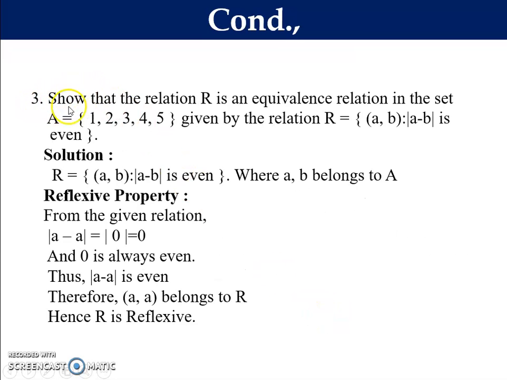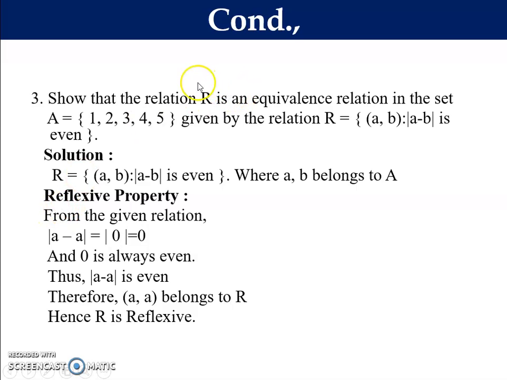Third problem: show that the relation R is an equivalence relation in the set A = {1, 2, 3, 4, 5}, given by the relation R = {(a, b) : |a − b| is even}. Now, the relation given is (a, b) where |a − b| is even. This (a, b) belongs to capital A.